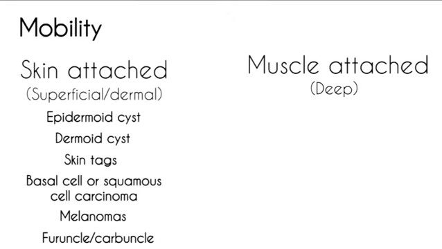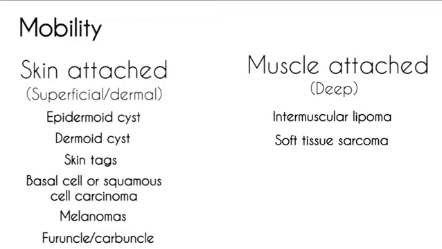Muscle-attached lumps are deep and move with the muscle contractions. They are fixed to or originate from deep soft tissue, fascia, or muscle. Common causes are intramuscular lipomas, soft tissue sarcomas, fibromas, and muscle herniations. A test that is done to confirm a muscle-attached lump is that the patient is asked to contract the muscle underneath the lump. If it becomes more prominent or moves, it is likely muscle-attached.